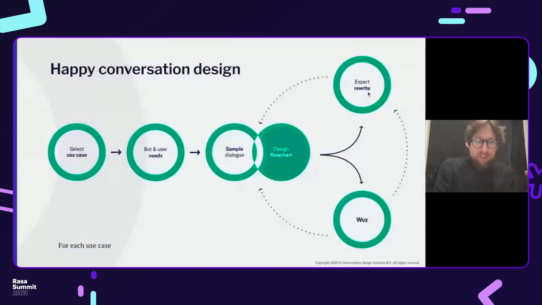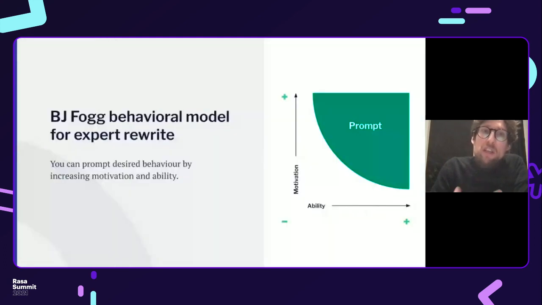All right, so we've done our canvassing, we've done our sample dialogue, we've created our fundamentals, we validated it. Now we need to apply some behavior design. And what we do then is look to BJ Fogg, his behavior model for the expert rewrite. And it pretty much means that we can prompt desired behavior by increasing motivation and ability. And I'm not going to go into great detail about this, but every time you want to design for specific behavior, you can look at motivation, ability, and certain prompts, right?